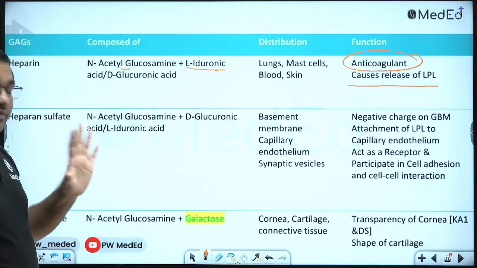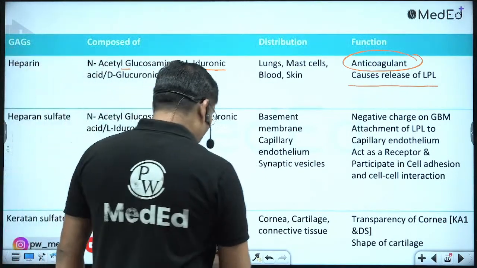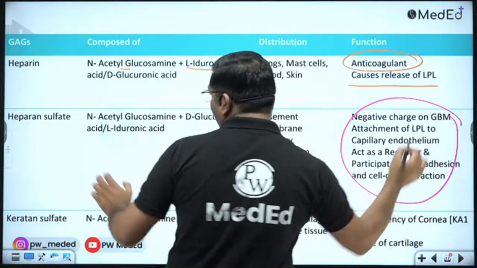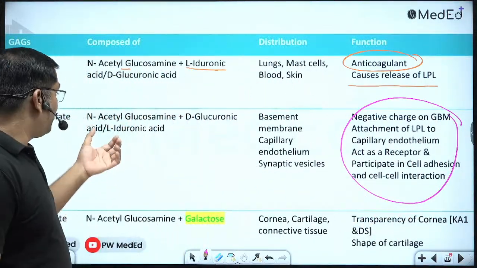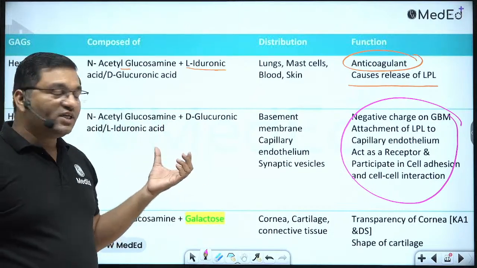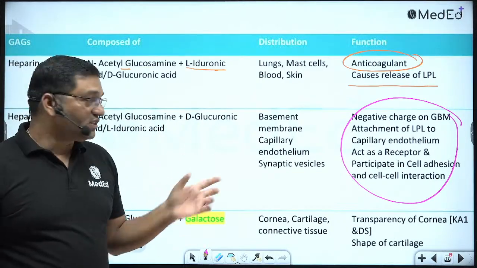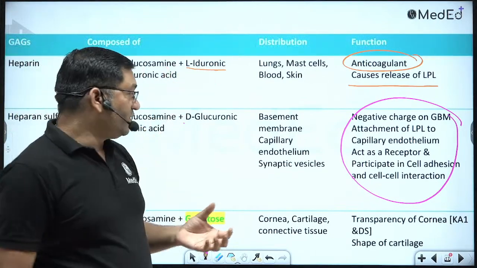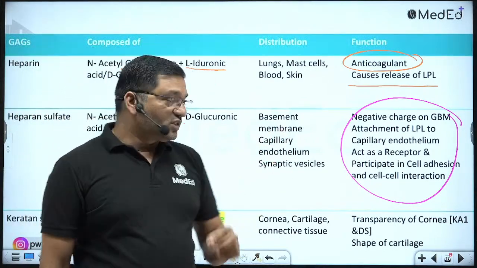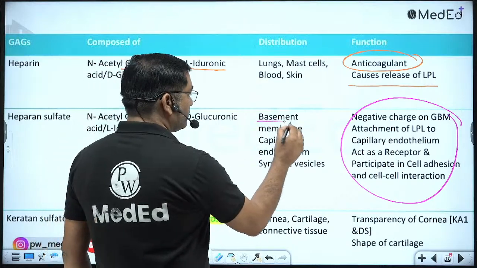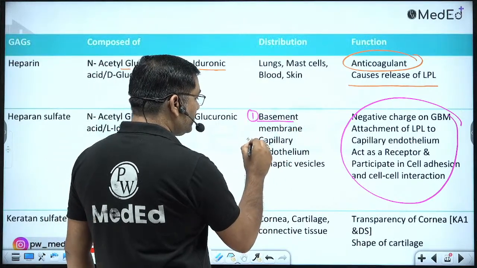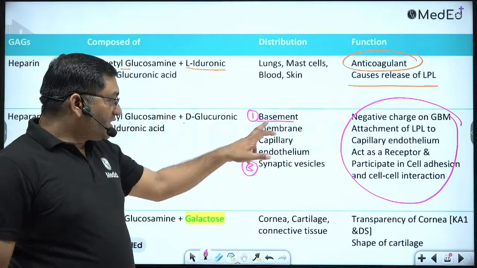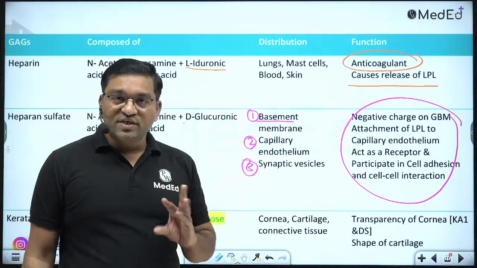Heparan sulfate, its function is important. This part is very, very important. Heparan sulfate has N-acetyl glucosamine plus D-glucuronic acid, and also L-iduronic acid, but in heparin the L-iduronic acid is predominant. It is present in the basement membrane, the capillary endothelium, and synaptic vesicles.